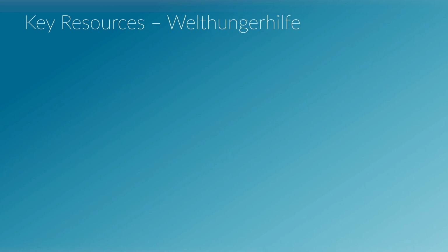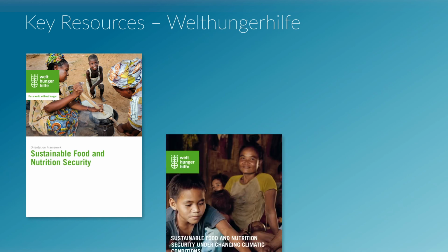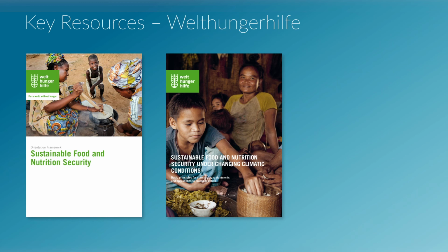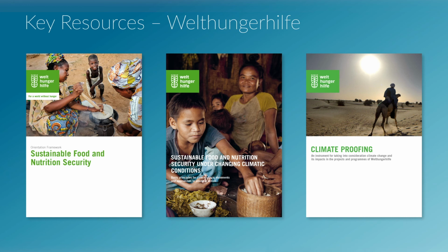For further learning on the topic, we recommend you to read Welthungerhilfe's publications. The Sustainable Food and Nutrition Security Orientation Framework that provides background information on key concepts and indicators, analysis methods and intervention strategies. Sustainable Food and Nutrition Security and Changing Climate Conditions that provides basic principles for strategies and practical actions. The Climate Proofing Tool that provides methods for taking into account climate change in project design and implementation.